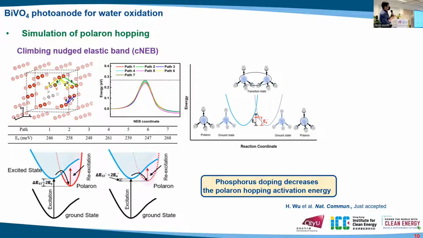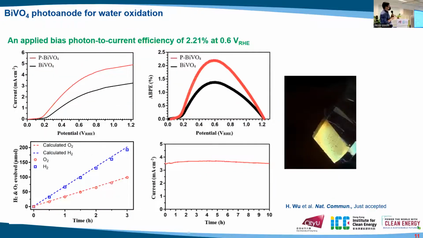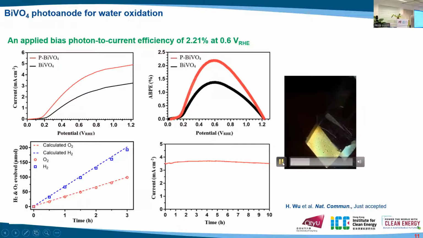And upon the mediation of polaron transport, we achieved a record-high applied bias photon-to-current efficiency of 2.21% at 0.6 volt versus RHE. And here is a video. As shown in the normal speed video, we can see that under light illumination, our sample shows a very efficient water oxidation activity.